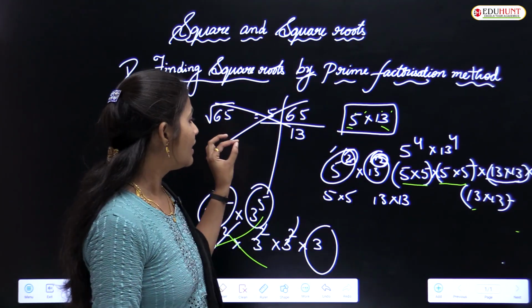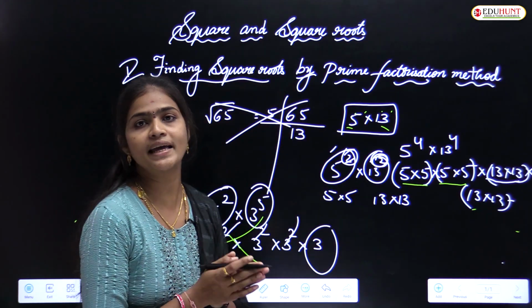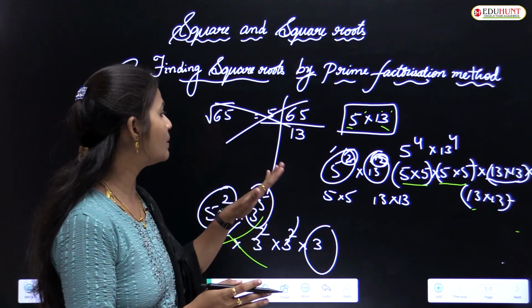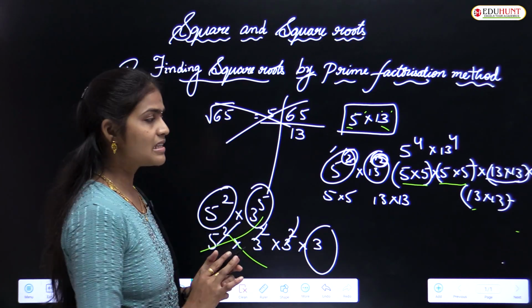In the prime factorization, the numbers should be formed as pairs. Only then is it possible, and only then can we say that it is a perfect square. I'll tell you one more example here.